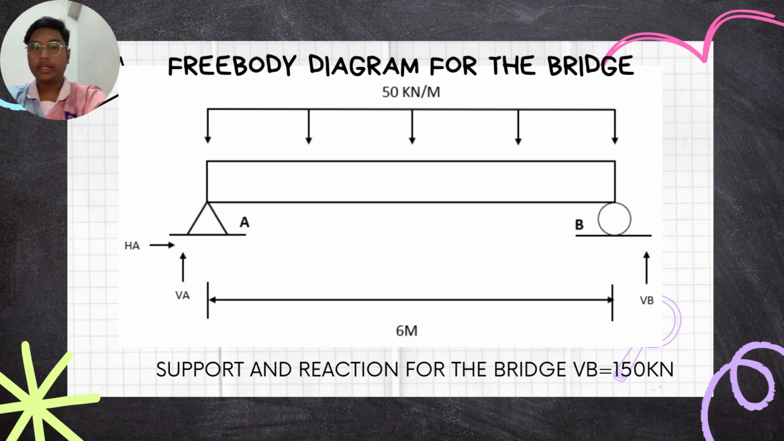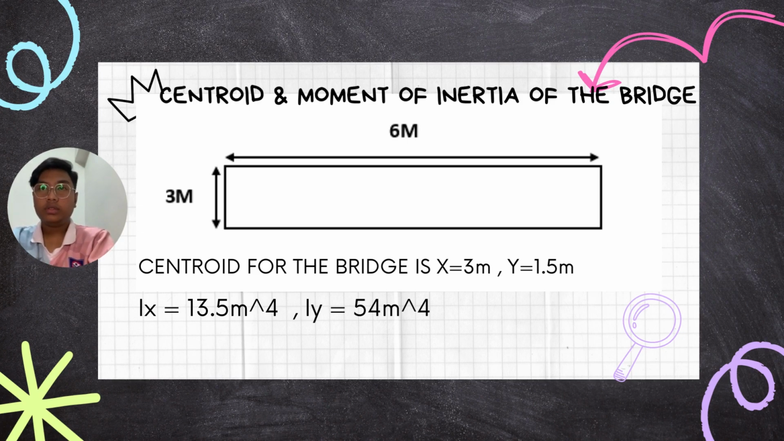This is the free body diagram for the bridge. After the calculation, I received the support reaction for the bridge: VB equals 150. For the centroid and moment of inertia of the bridge, after the calculation, the centroid is x equals 3 meter and y equals 1.5 meter. For the moment of inertia, Ix equals 13.5 meter and Iy equals 54 meter.